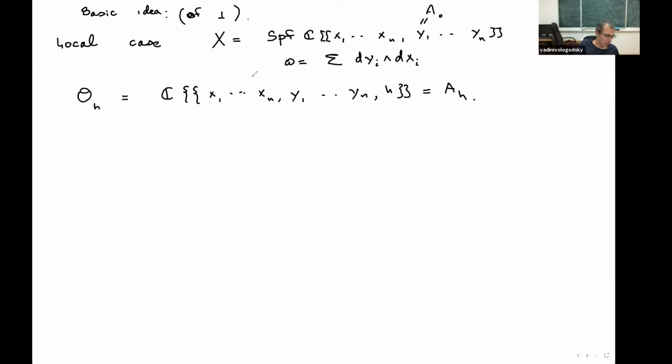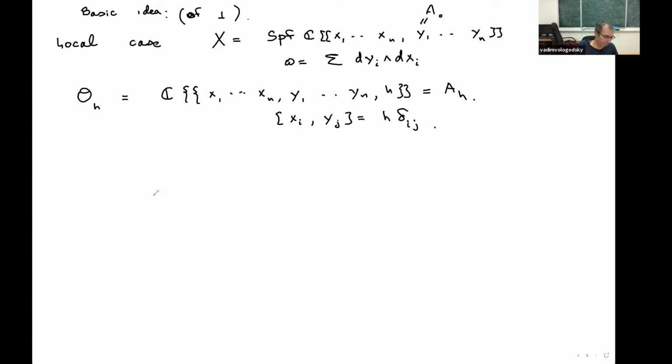And the relation is that the commutator of x_i and y_j is equal to h times the Kronecker symbol δ_ij, right? So that agrees with this example, the cotangent bundle to A^1 that we discussed earlier. So by construction, it's a quantization of this A0.